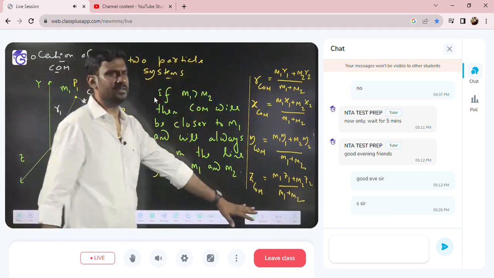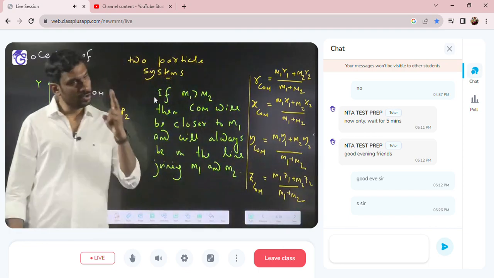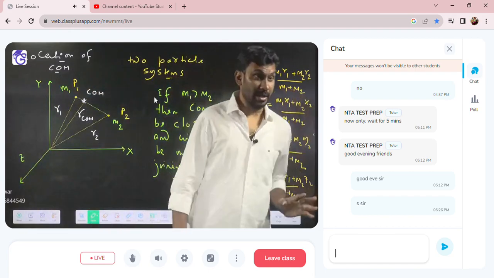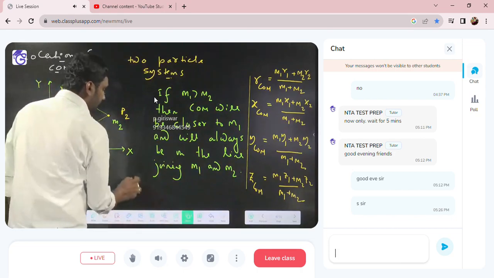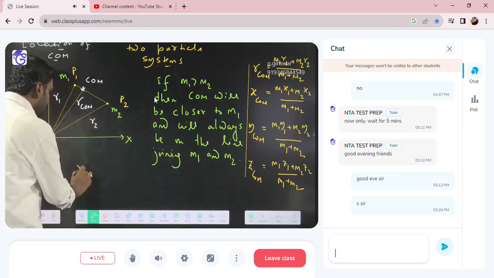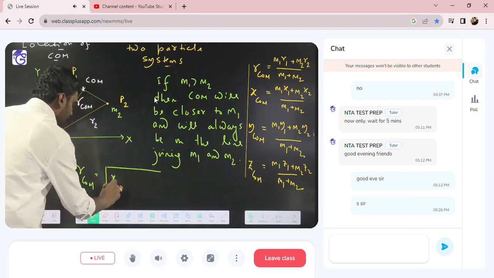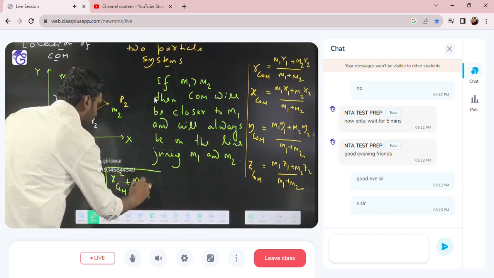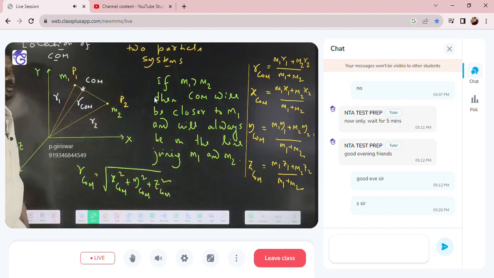These are very simple formulas for the two particle system. As of now, we are doing it for two particle systems only. So these formulas are known to everyone, correct? Clear everyone? And then finally what we have to write? Finally, we can write R center of mass is equal to root under of X center of mass whole square plus Y center of mass whole square plus Z center of mass whole square.